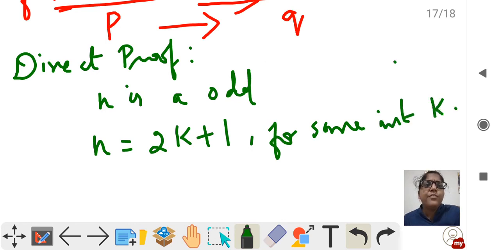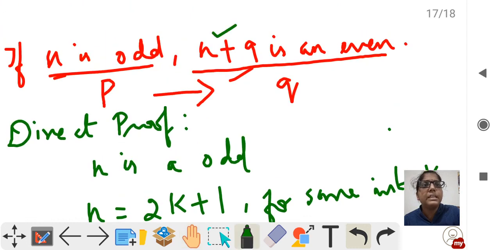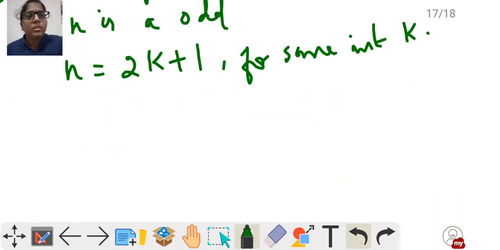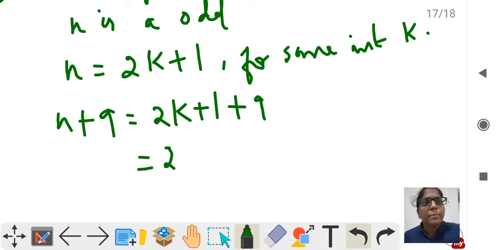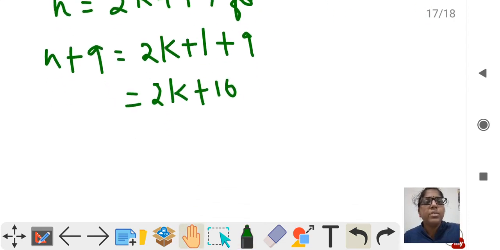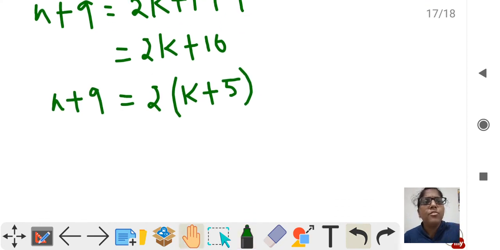Okay, so if n is equal to 2k plus 1, then what we have to find is n plus 9. So n plus 9 is equal to 2k plus 1 plus 9, right? Which is equal to 2k plus 10, since 1 plus 9 becomes 10. If you take 2 out, it becomes k plus 5. So n plus 9 is equal to 2 times of k plus 5.